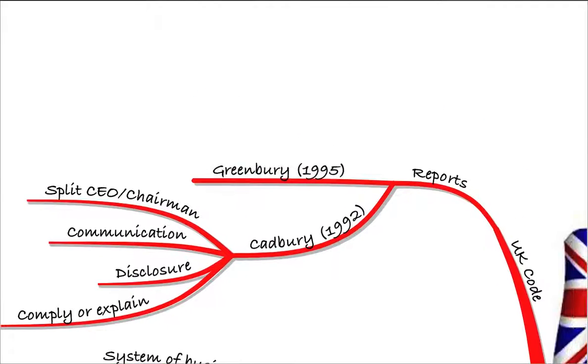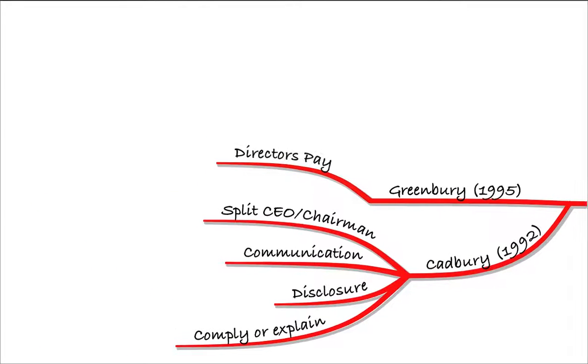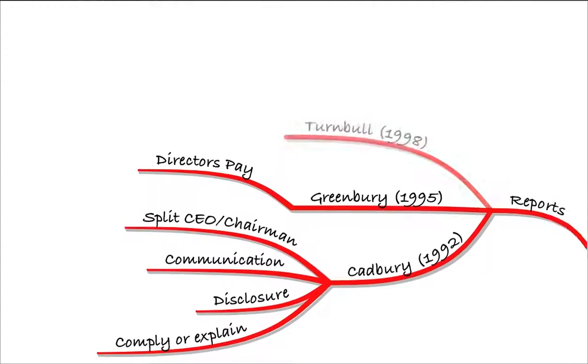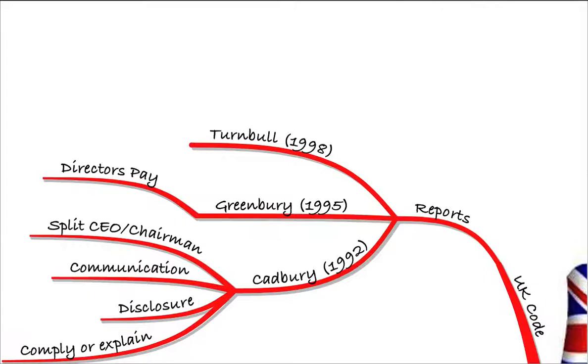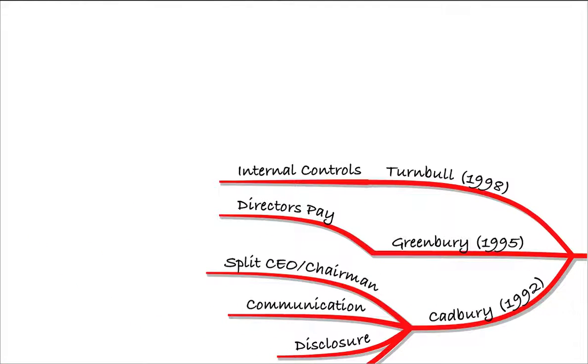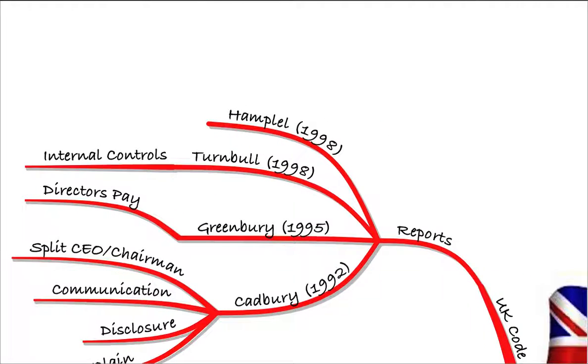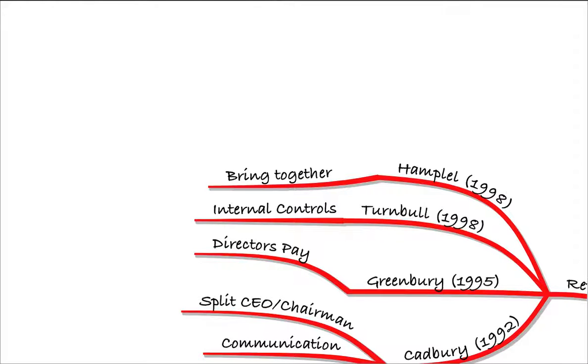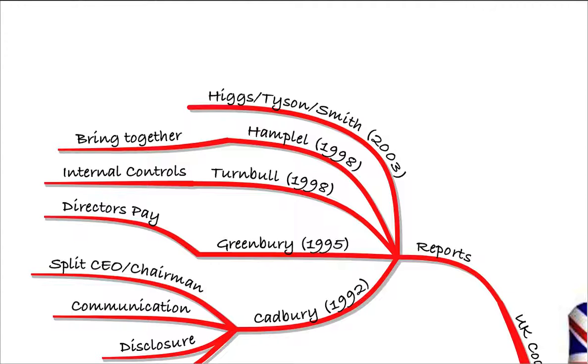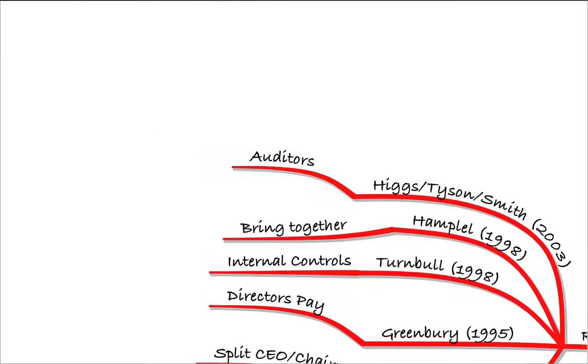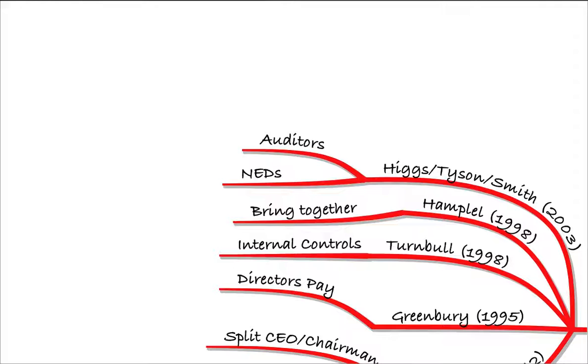Then in 1995 we had the Greenbury report, which looked really at directors' pay. The Turnbull report in 1998 focused on internal controls and the responsibility of the directors for internal controls. Hampel in 1998 brought together all of the other reports that there had been so far. Lastly, in 2003 we had Higgs, Tyson and Smith, and they focused on the auditors and non-executive directors. So all of these reports were brought together by Hampel in 1998 to form the combined code.